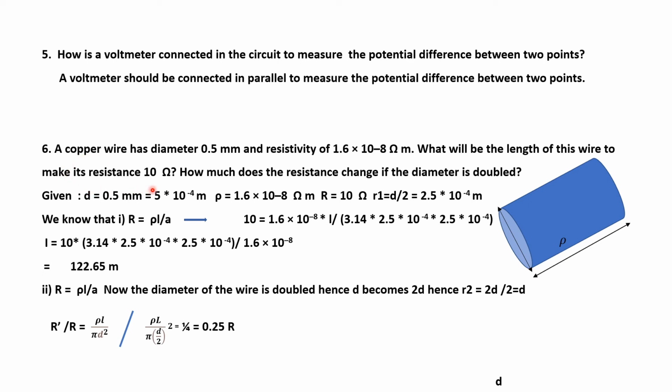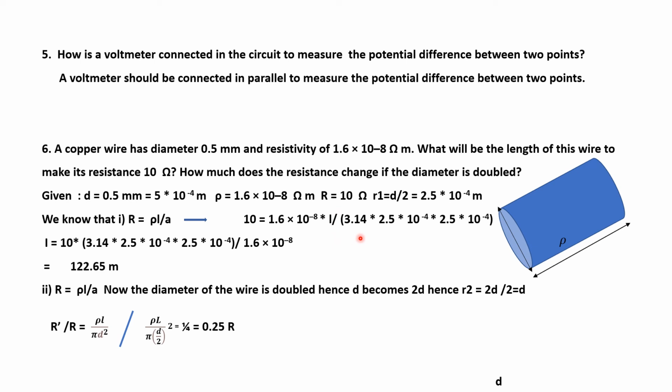So we have the resistance of the wire, the resistivity of the wire, and with diameter we have the area of cross section of the wire, and we need to find the length of the wire. So the formula which is relating these parameters is resistance R is equal to resistivity rho into length of wire divided by area of cross section. So substituting the values, R equal to 10 ohms, which is equal to resistivity 1.6 into 10 power minus 8 into length of wire divided by area of cross section, pi r square.